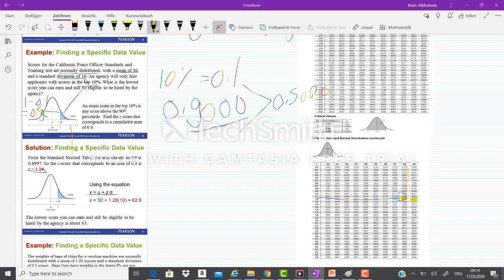Z is 1.28 and sigma is 10. Okay, so I calculate this value and find that x equals 62.8. So I say the lowest score you can earn and still be eligible to be hired by the agency is 63.